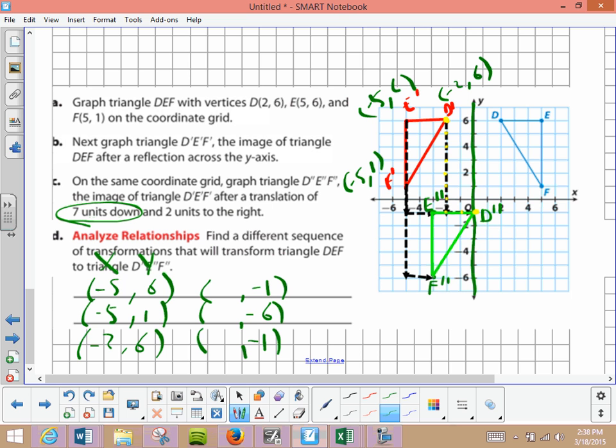And then it says 2 units to the right. Which one goes to the right or left? The x, right? Because I'm going to the right, I'm going to add 2 units to all my x values. So -5 plus 2, -3. -5 is the same thing. And -2 plus 2, 0. So these should match my new picture. -3 and -1, yep. -3 and -6, yep. 0 and -1, yep.